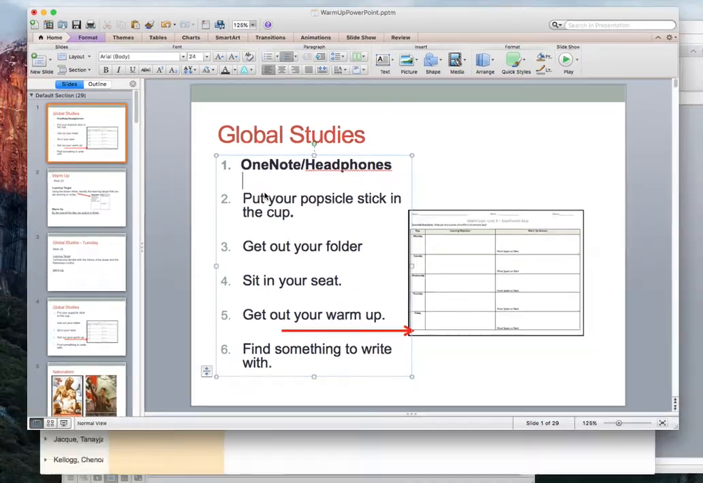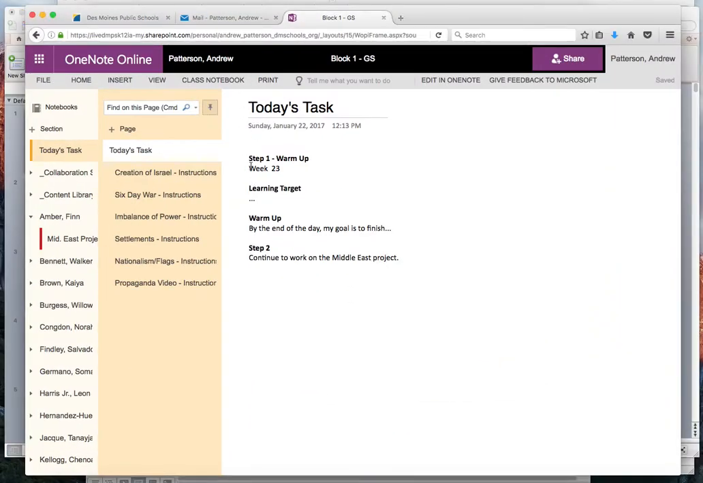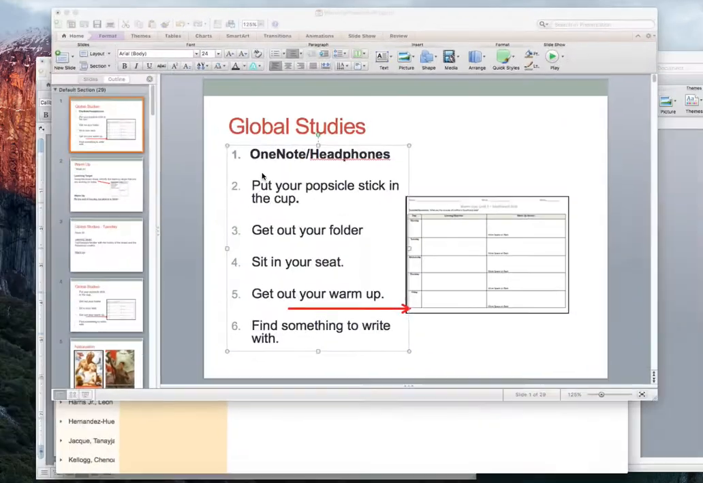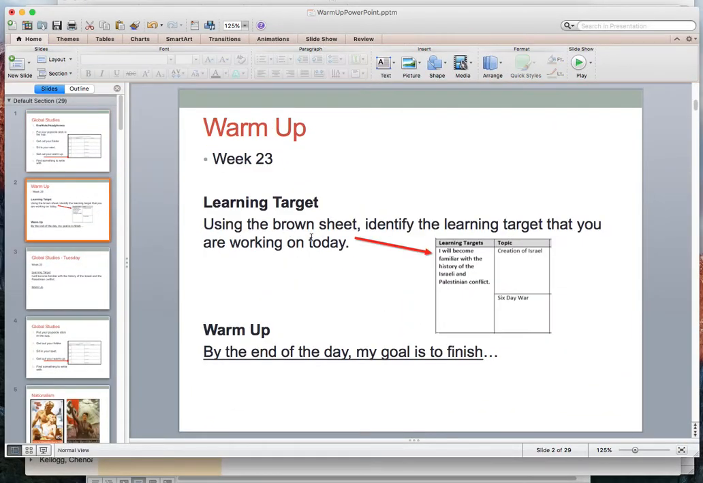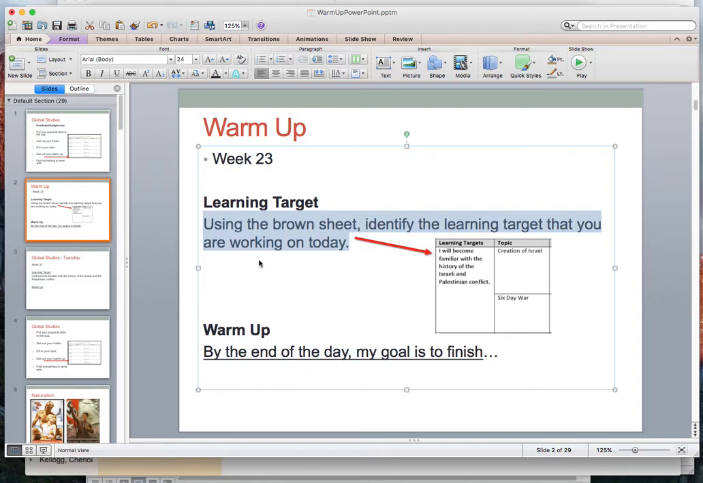When you go to OneNote, it'll talk you through the warm-up, learning target. So what are you doing today in the warm-up? Tomorrow, or when you start this project, it'll say see brown piece of paper, or it will say see television. What you're going to see tomorrow is you're going to need to use the brown piece of paper to figure out what learning target you're currently doing or working on.